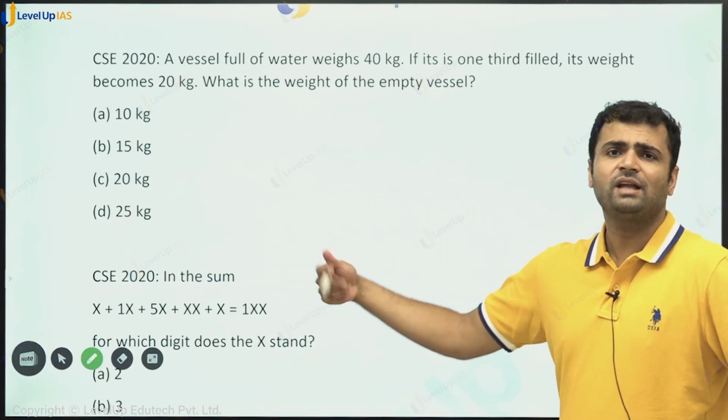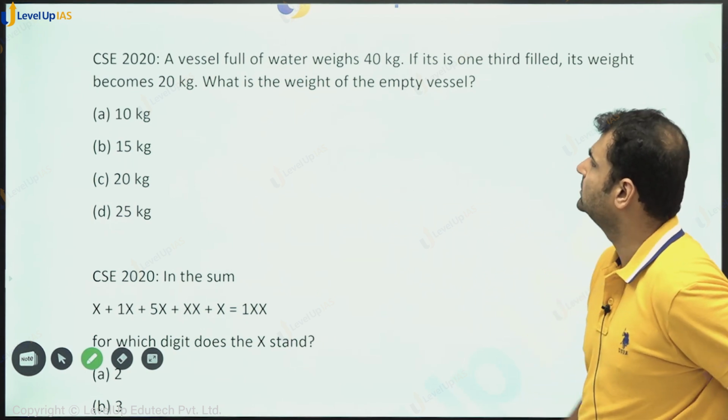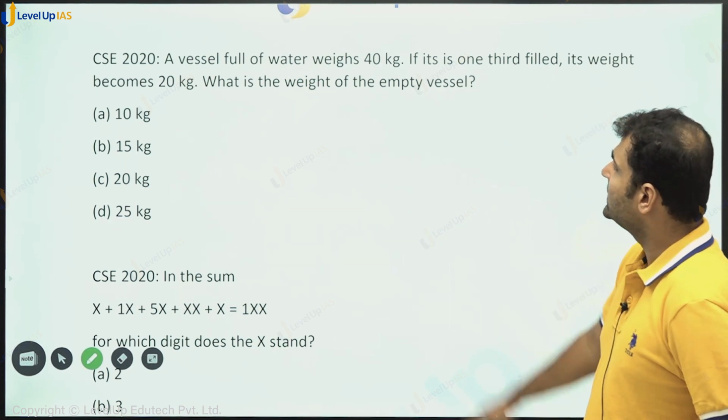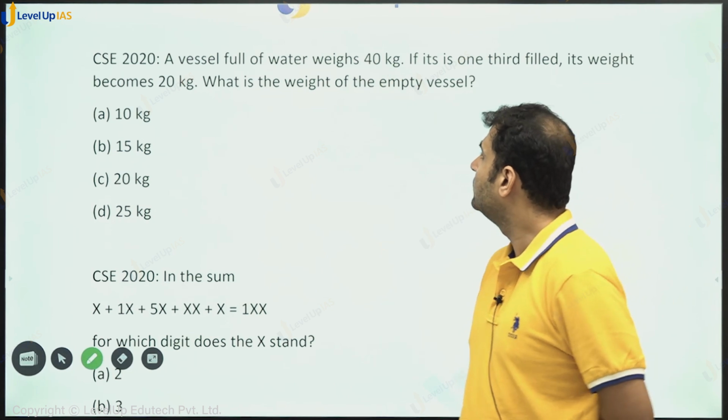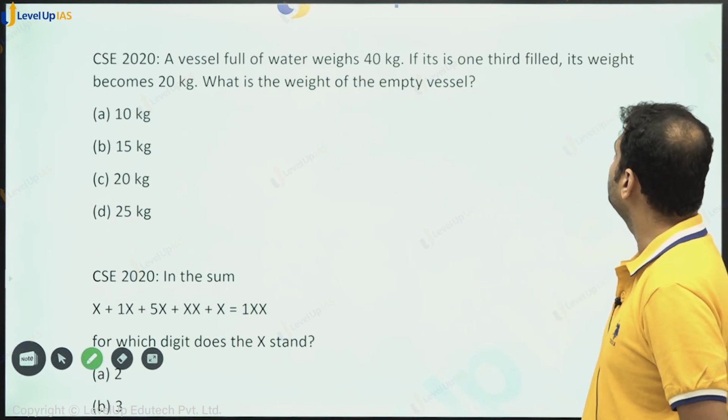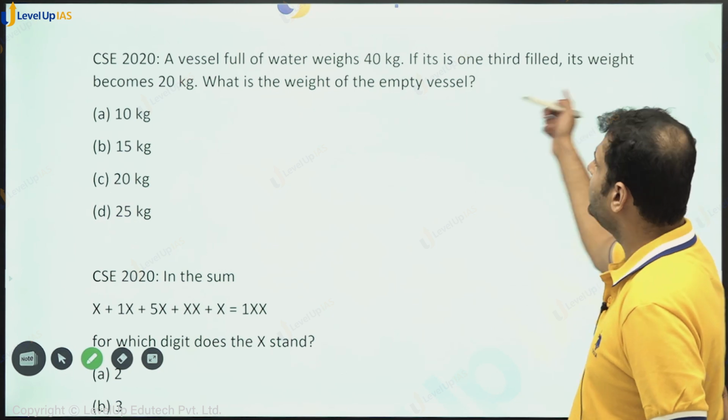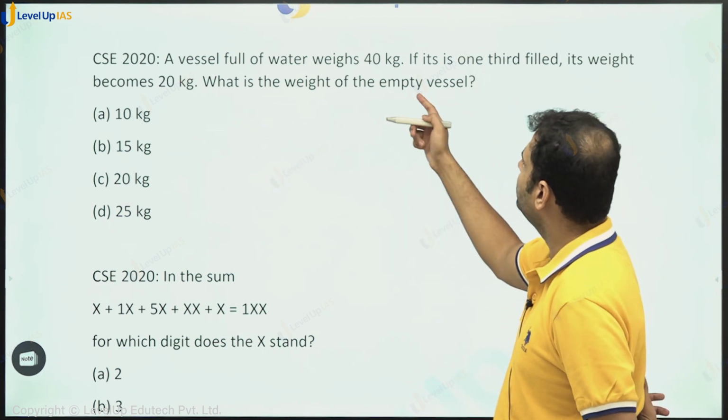Next, these are just types of questions I want to go through that UPSC has asked. A vessel full of water weighs 40 kg. If it is 1/3 filled, what is the weight? The weight becomes 20 kg. What is the weight of the empty vessel?